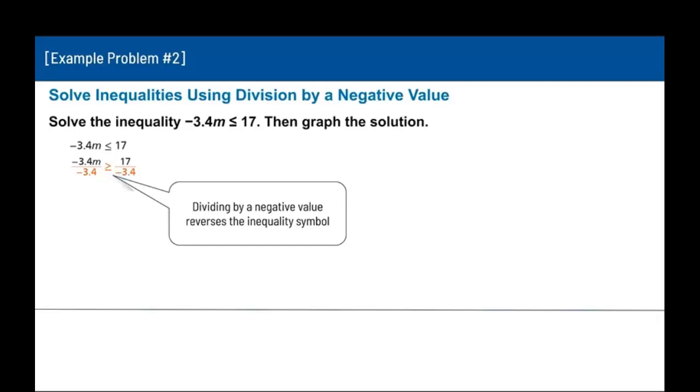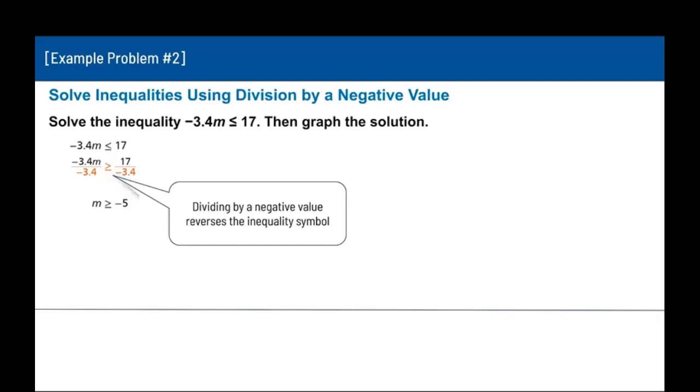Now, dividing by negative 3.4, dividing by a negative value, will reverse the inequality symbol. Because essentially, a negative means opposite. So if we're dividing by the opposite of something, we need to do the opposite symbol. Now, we kind of do this when we do equations, but when you turn the equal sign around, it still looks like the equal sign. So it really only shows up when we have inequalities, that we are dividing by an opposite, so we change it to the opposite symbol.